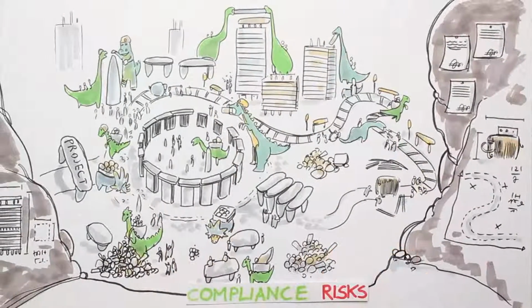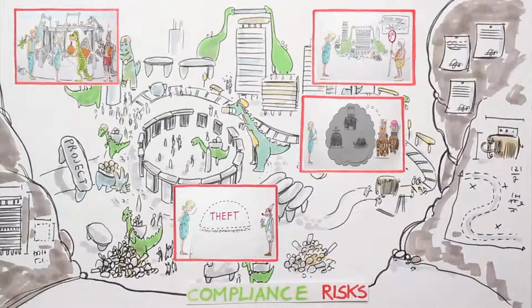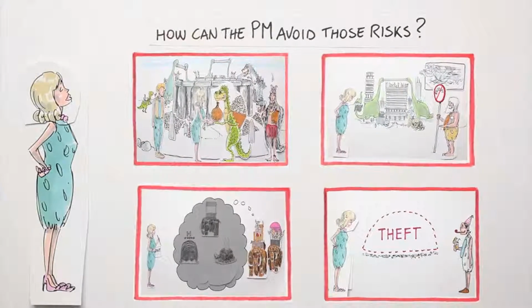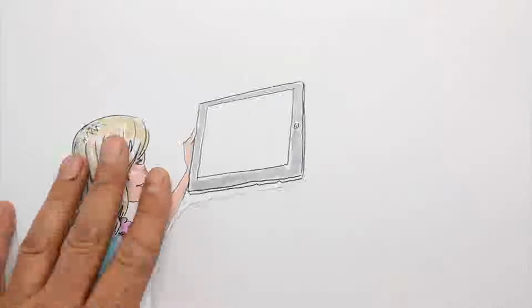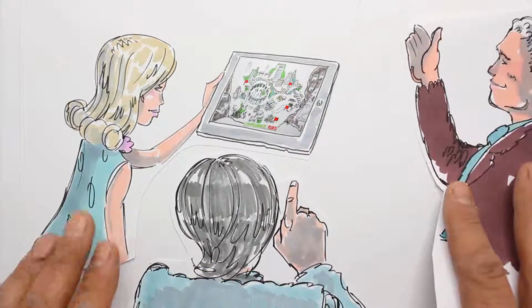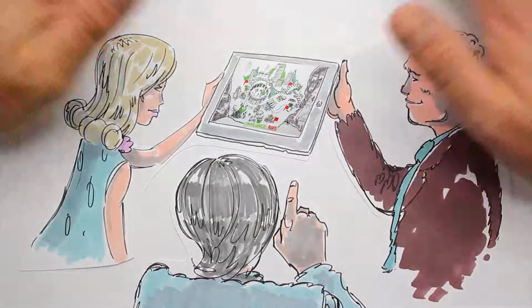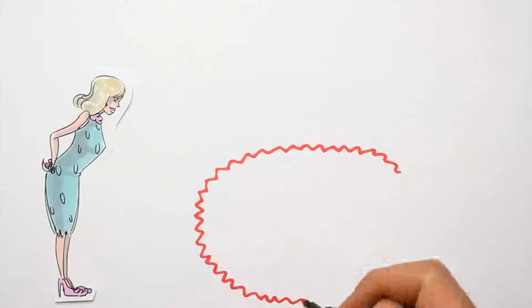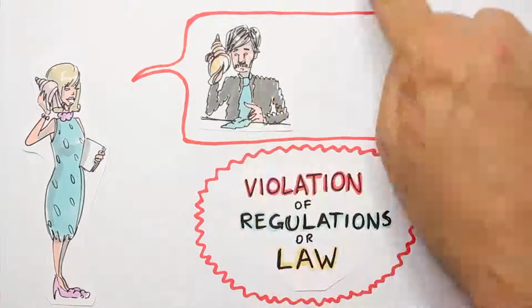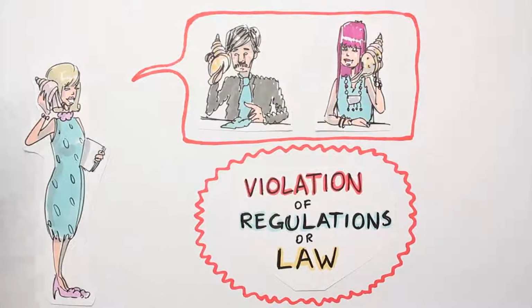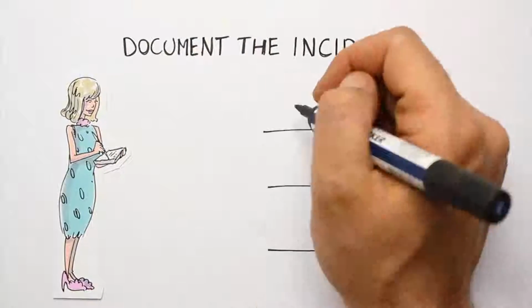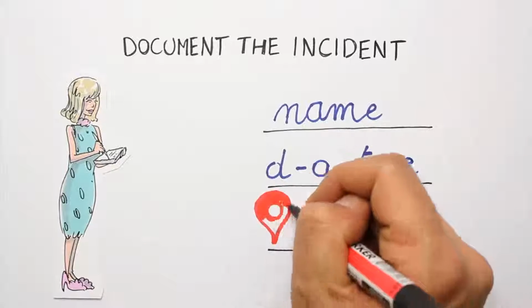Compliance risks can damage your projects, Siemens and you personally. Generally, how can the project manager avoid those risks? Always review the compliance risks of your project with your contract manager and/or commercial project manager. If you suspect any violation of regulations or law, immediately contact your business manager and responsible compliance officer. Always document the incident, including the names of the people involved and the date and place it happened.